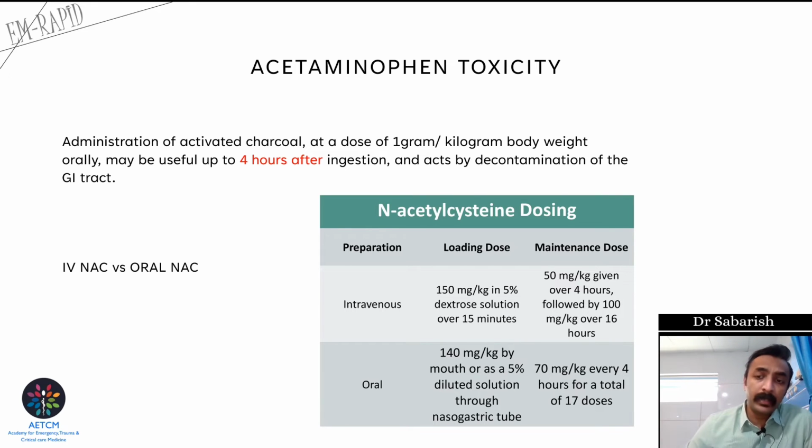But remember that even though from an efficacy point of view both are the same, on a practical aspect we would definitely prefer an IV agent over an oral agent, mainly because most of the time the patient will be having vomiting, and if we give a large dose of N-acetylcysteine orally and the patient vomits, we are not sure how effective that is going to be.